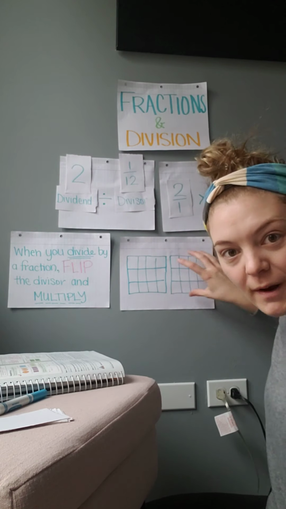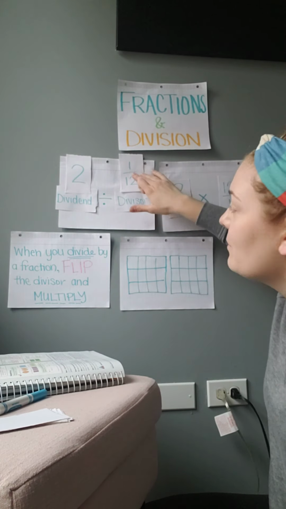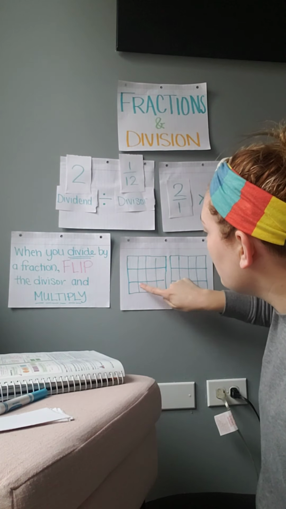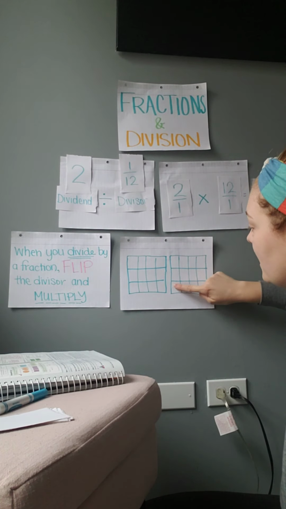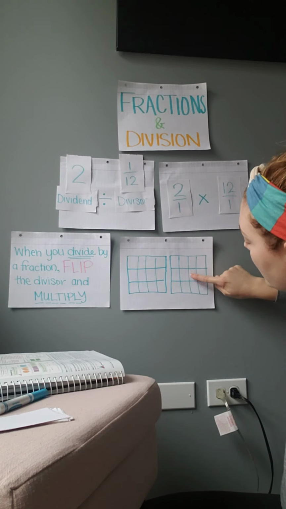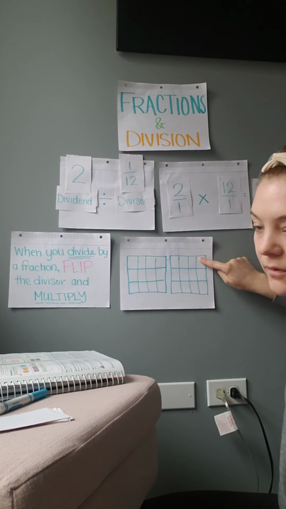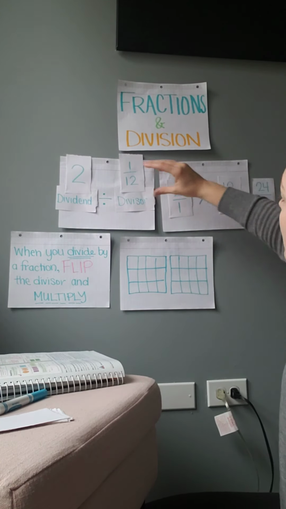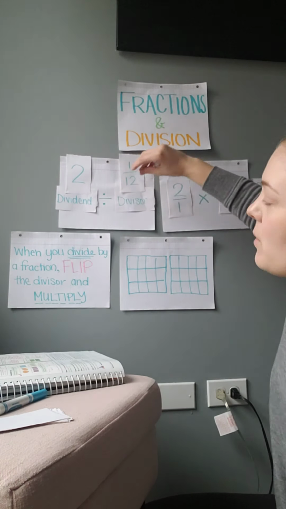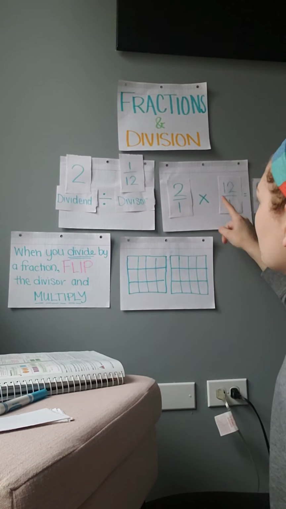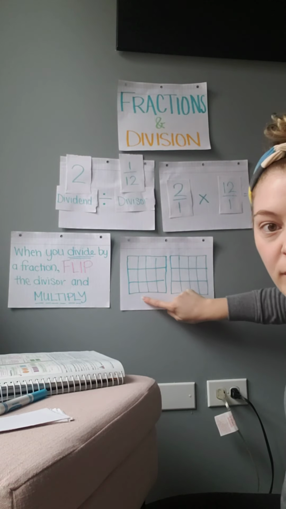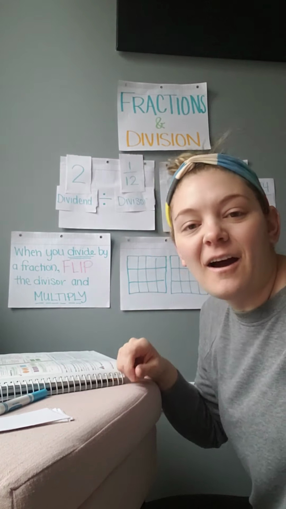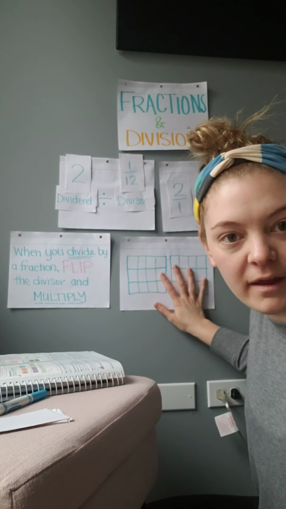So I had 2 squares. You saw that. Then I divided them into 12ths. 1, 2, 3, 4, 5, 6, 7, 8, 9, 10, 11, 12. Okay, 13, 14, 15, 16, 17, 18, 19, 20, 21, 22, 23, 24. Oh, good, I drew it out right. So 2 divided by 1/12. Remember, we flip the divisor. So we flip the divisor here and we multiply straight across. 2 times 12 is 24. I've got 24 squares right here. Yay! Now I'm going to do it without the drawings, okay?